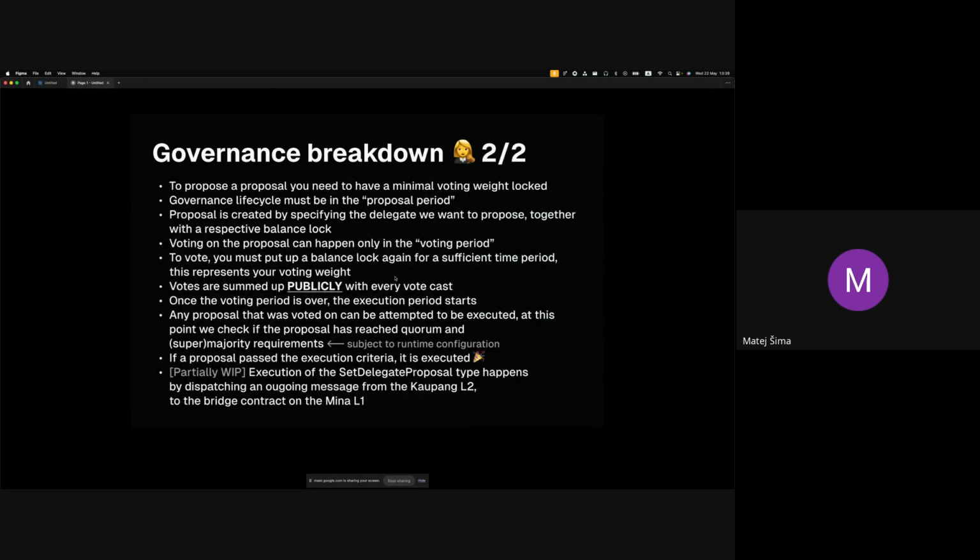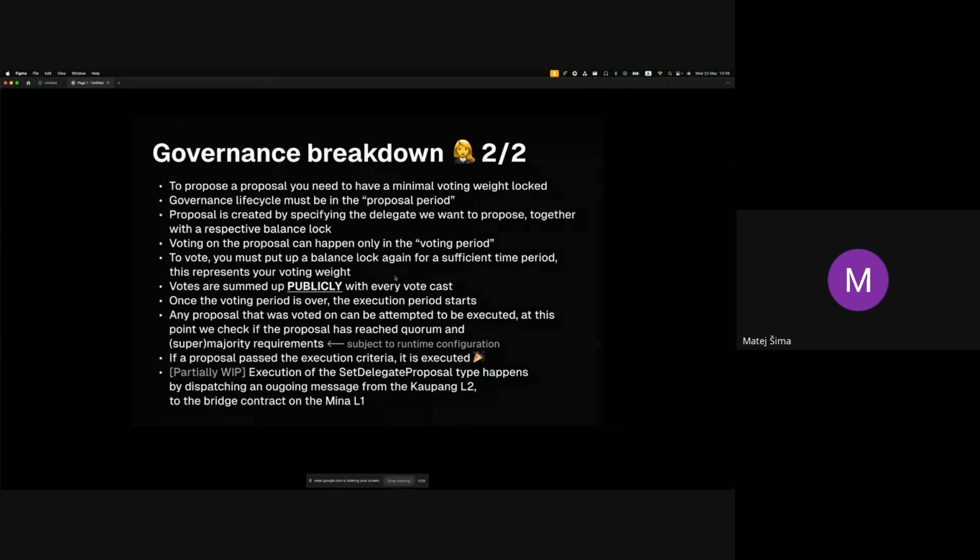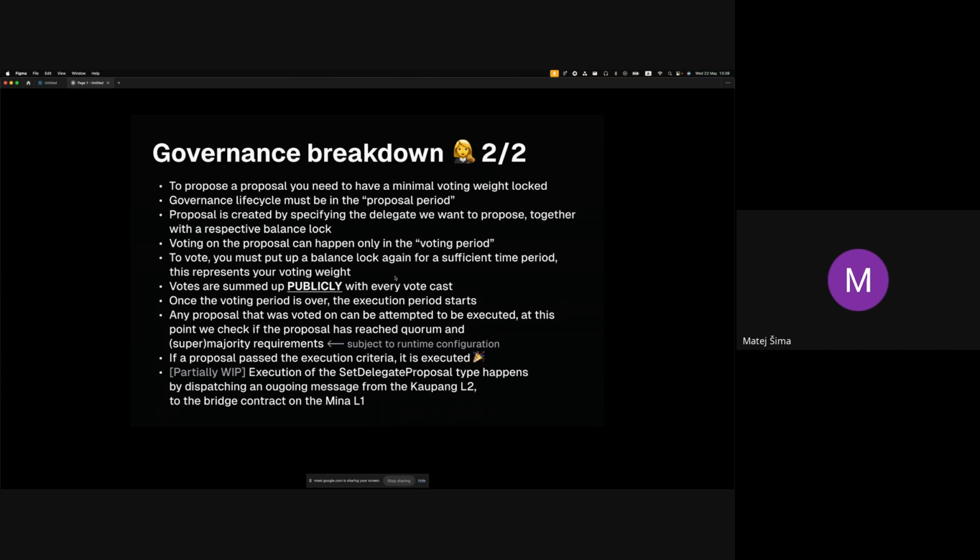So if you want to propose a proposal, you obviously need to have a minimum voting weight locked. That is to prevent proposal spam. If anybody would be able to just throw out a proposal without having a way to filter or indicate that you have a vested interest in the protocol, that would be difficult, and we would probably get a lot of spam. So we wanted to prevent that. Every time you want to propose a proposal, that can only happen during the proposal period.